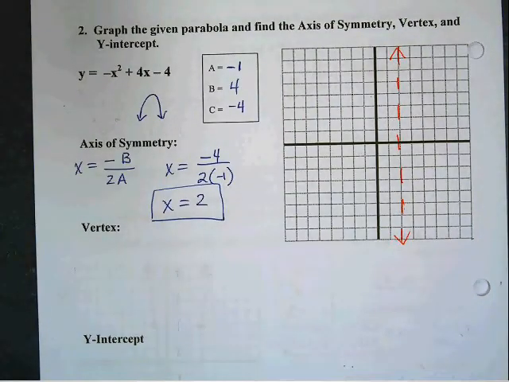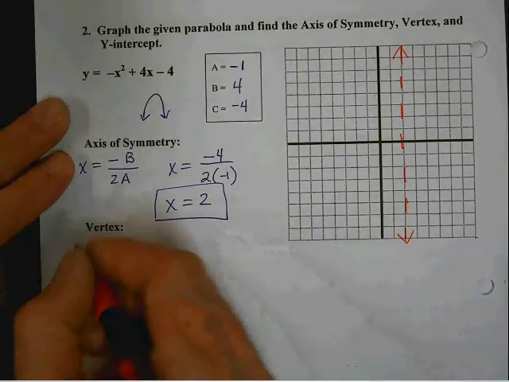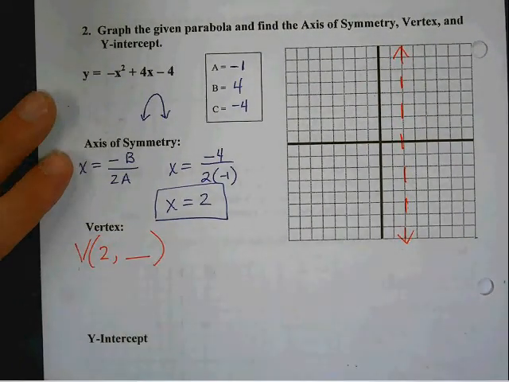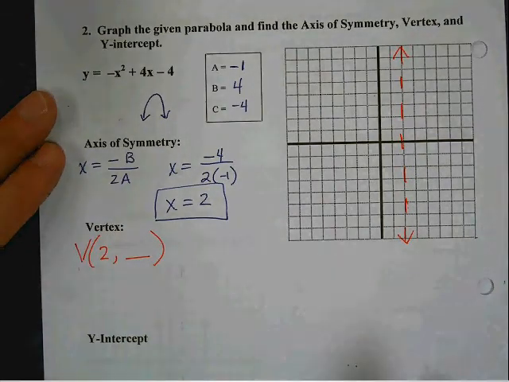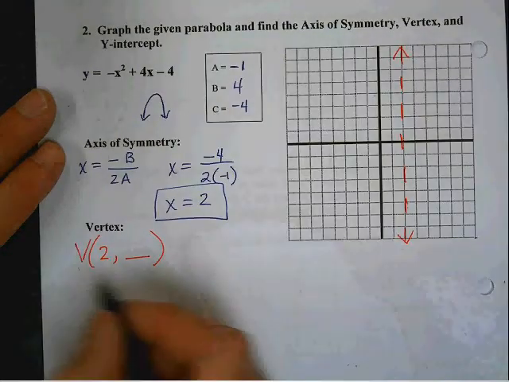Okay? On that vertical line is the vertex. How much of the vertex do we already have? We have half of it, right? 2 comma blank. Where did that 2 come from? That x value. So let's plug it in. What do I plug it into? The equation. So here we go.